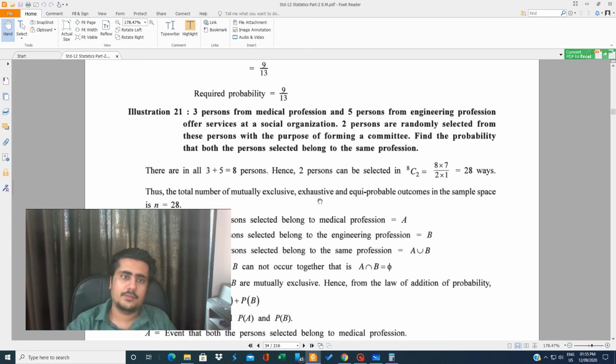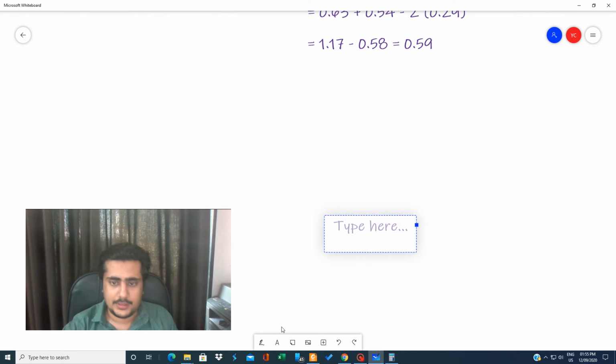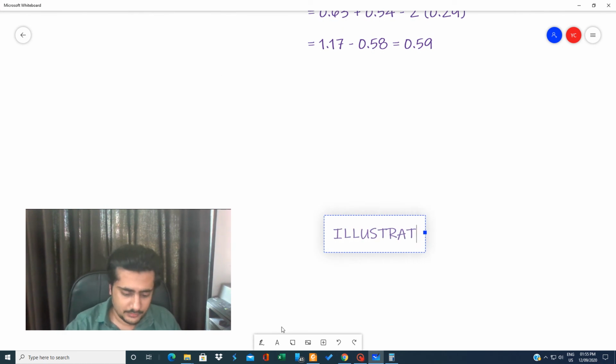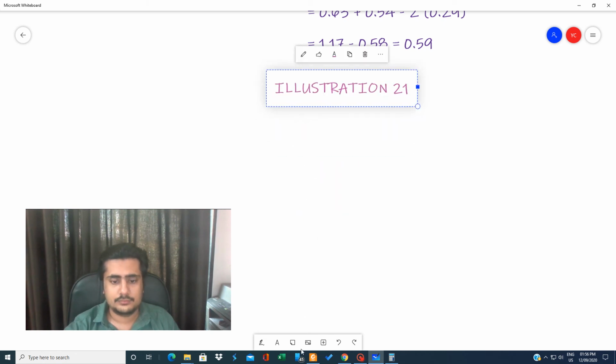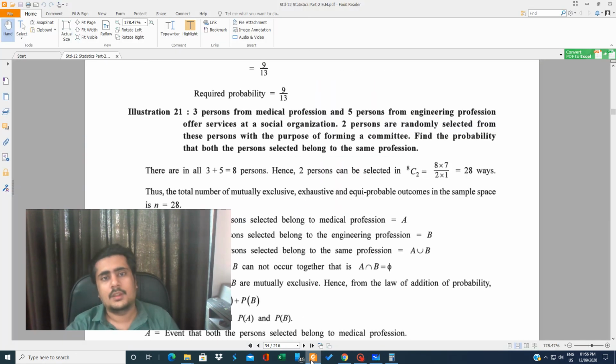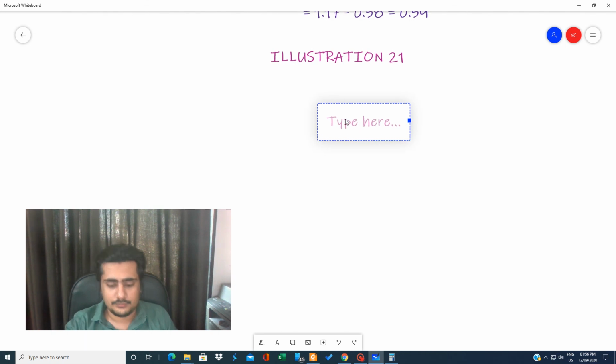Okay. So, what is the data? Let us write the heading illustration 21. Total 8 persons are there. 3 persons from the medical profession and 5 persons from engineering. So 8 persons are there.